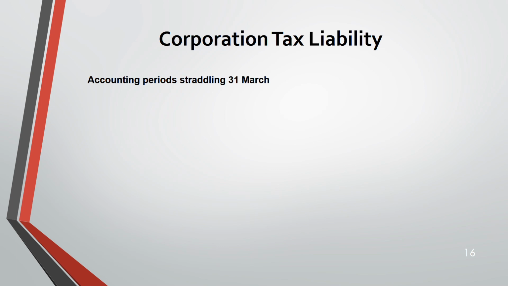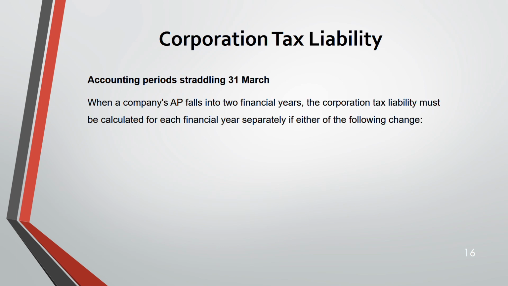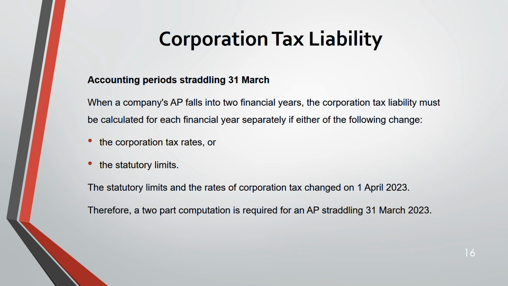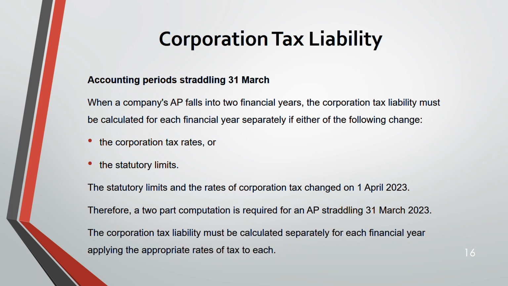Now, accounting period straddling 31st March. When an accounting period falls in 2 financial years, it happens sometimes. Corporation tax liability must be calculated for each financial year separately if either the corporation tax rates or the statutory limits change. The statutory limits and the rates of corporation tax changed on 1st April 2023. So a two-part computation is required for an AP that is straddling 31st March 2023. The corporation tax must be calculated separately for each financial year, applying the appropriate rates of tax to each. Now let us do a question.